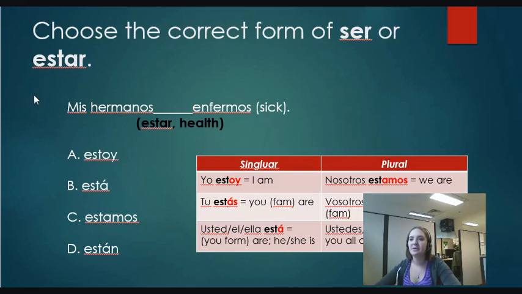So I hope this helps you out a little bit with Ser and Estar. I have lots of resources posted for you, and I hope that you check them out. We're going to be doing a lot of work with Ser and Estar because, like I said, it can drive you nuts. It's a big concept, and both verbs have lots of different uses.